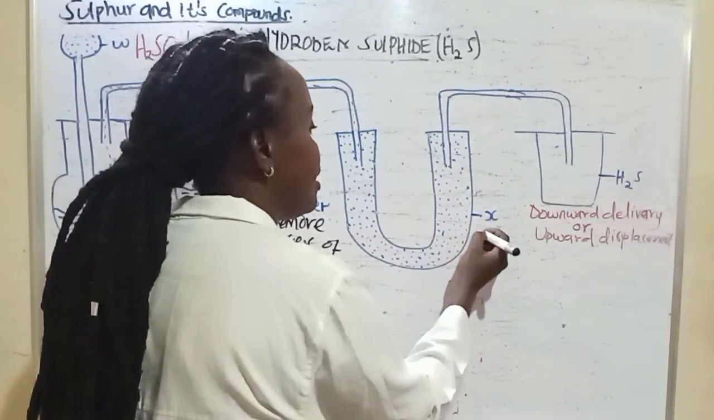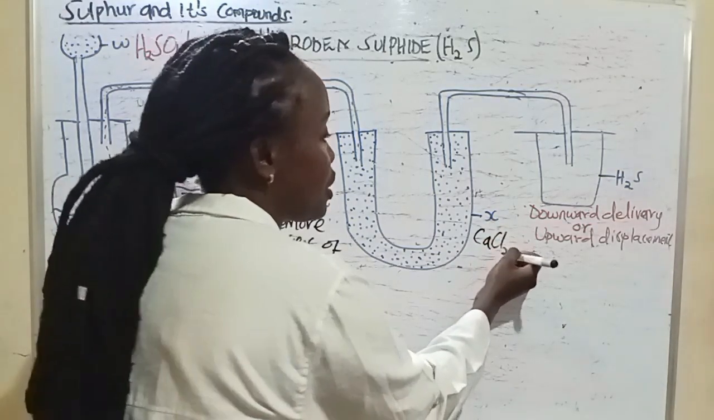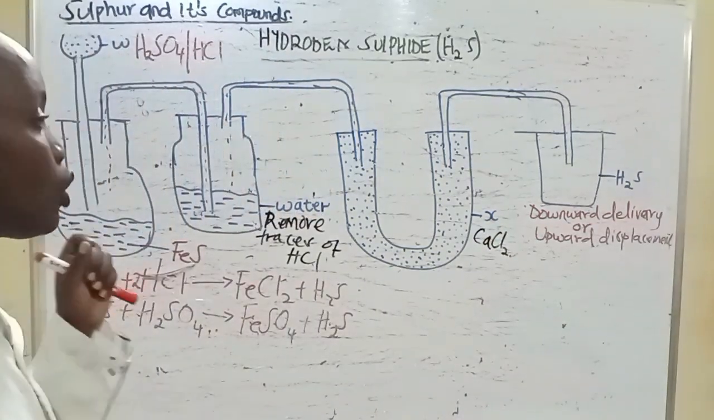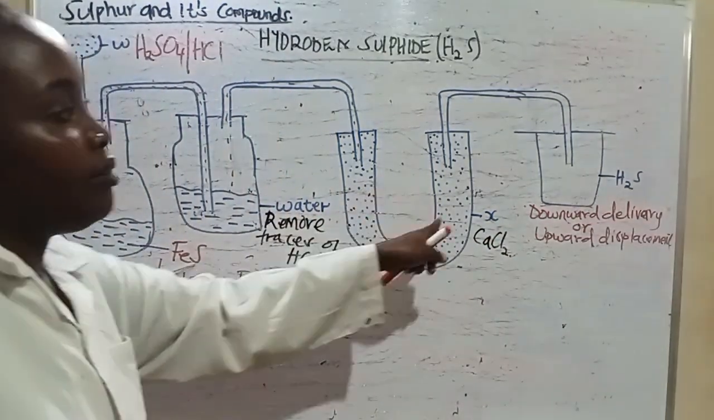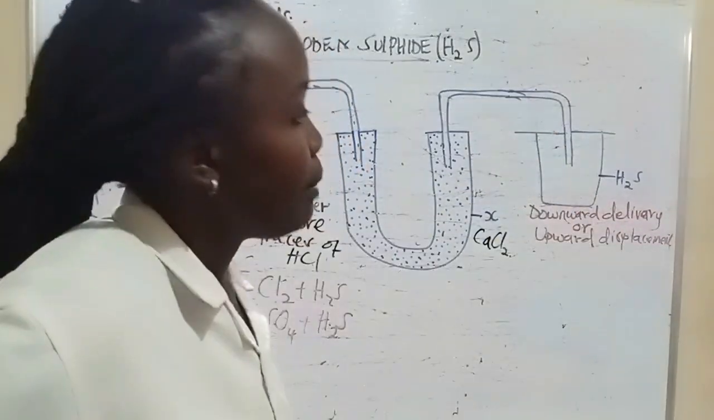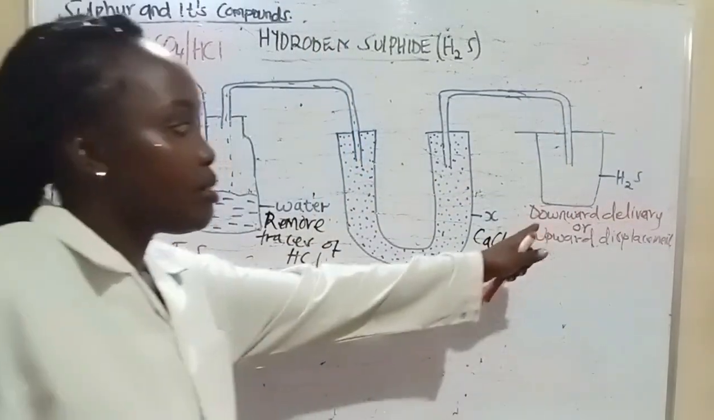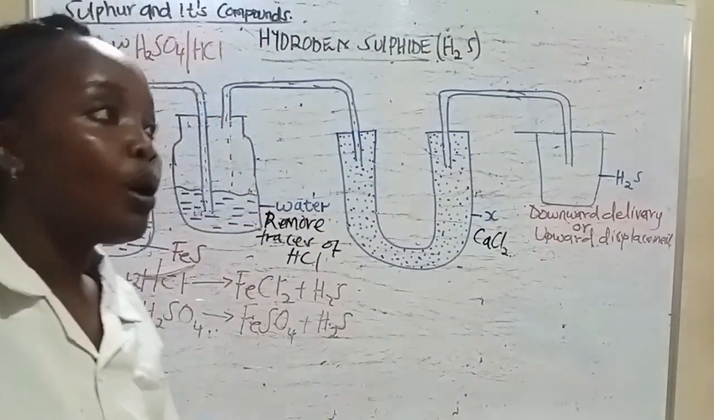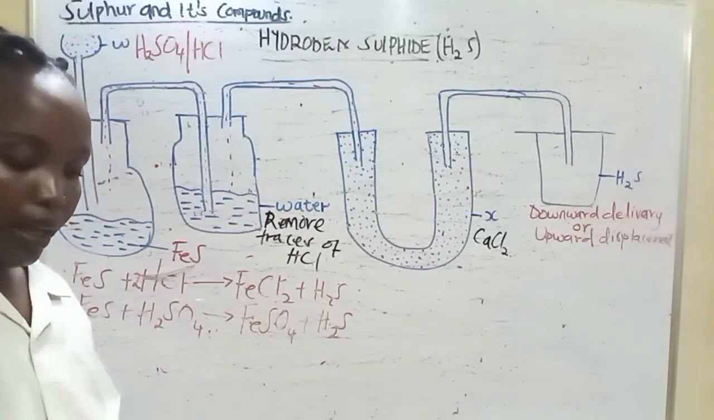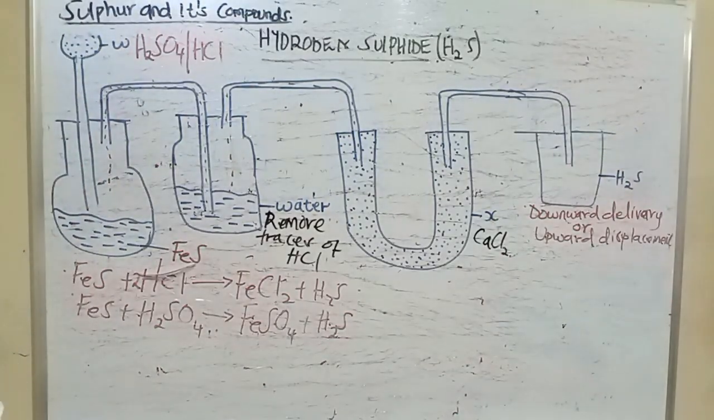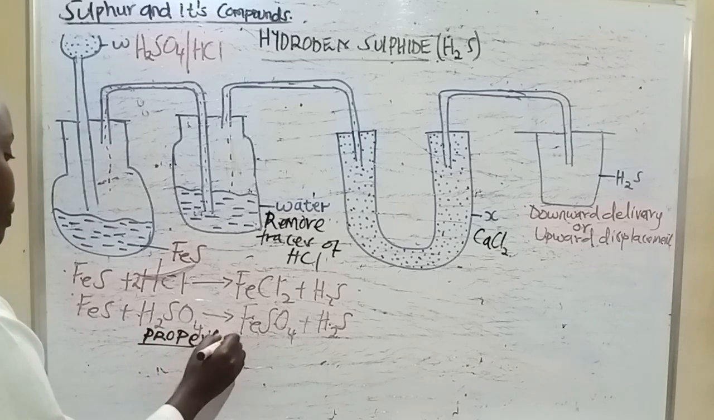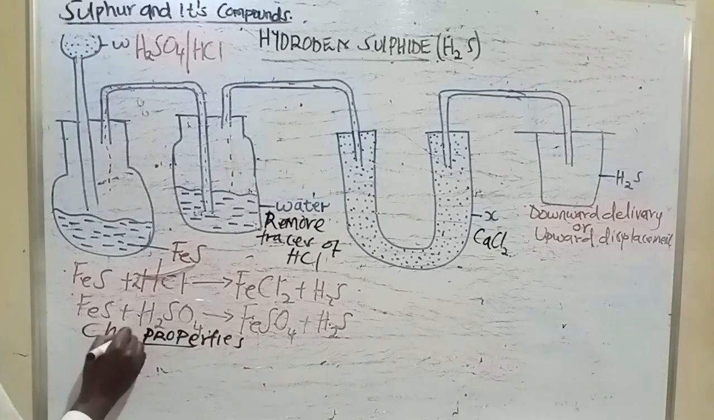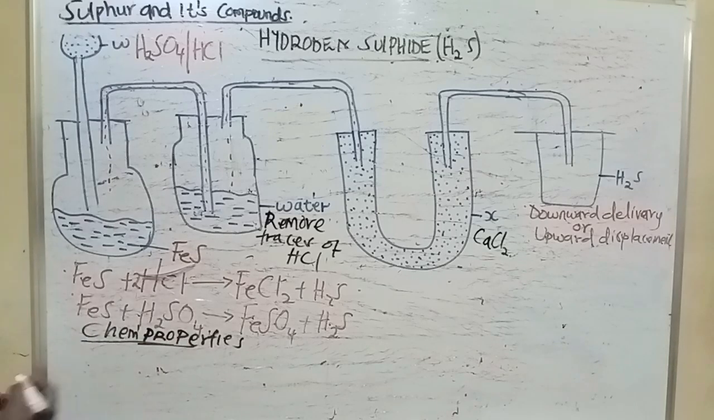Anhydrous calcium chloride. Now, after it has been dried, you collect it using a method referred to as downward delivery or upward displacement. We are looking at the chemical properties of hydrogen sulfide.